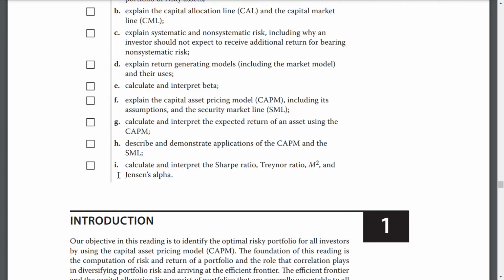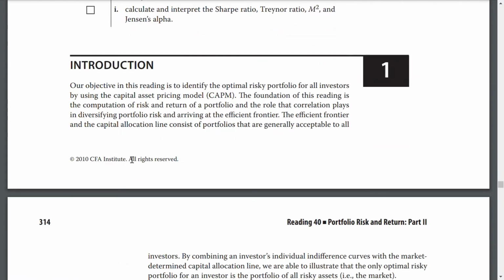Okay. Introduction. Our objective in this reading is to identify the optimal risky portfolio for all investors by using the capital asset pricing model, the CAPM. The foundation of this reading is the computation of risk and return of the portfolio and the role the correlation plays in diversifying portfolio risk and arriving at the efficient frontier.